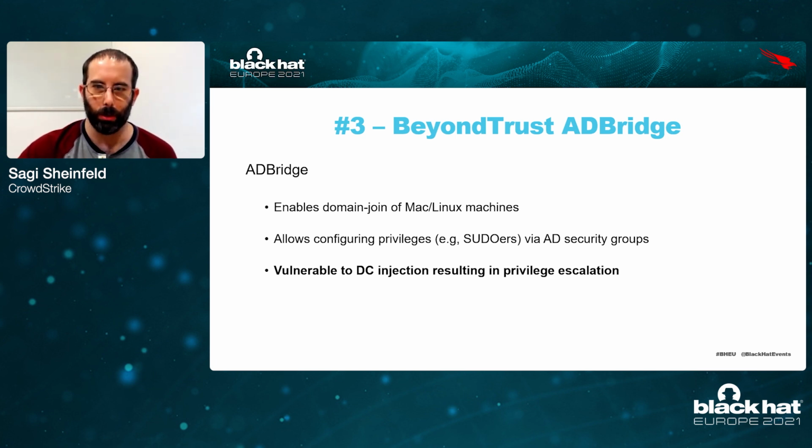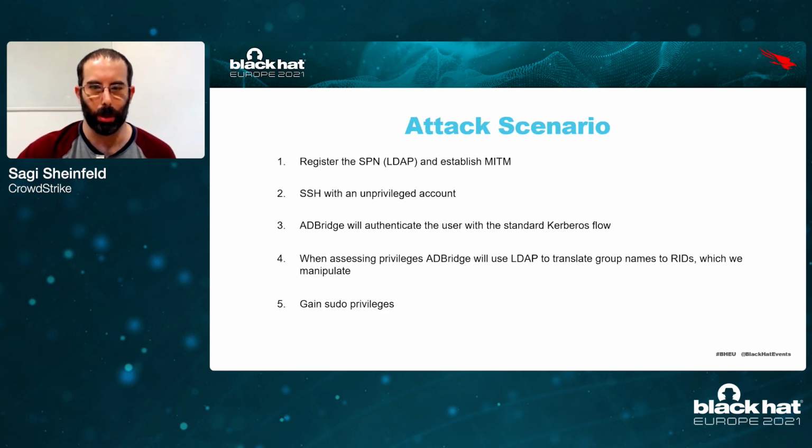The attack flow is basically identical to what we have already shown in vCenter, except in this case, by default, after joining the domain, Linux allows any domain user to do SSH to the machine, but of course that user doesn't have sudo privileges. Then when we try to do sudo, we will intervene in the LDAP searches as we did before and return a fake RID.